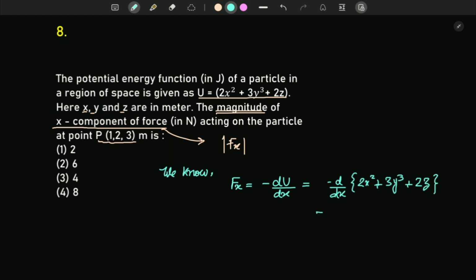Now we need to differentiate only the x function. So I will get minus 4x, because y cube, z all are constants and these will yield 0. So Fx at the point, I will get minus 4x, and magnitude wise only 4x. So therefore Fx at point 1, 2, 3, so x is 1, equals 4 into 1, which is 4 Newton. So the correct answer is option 3, 4.